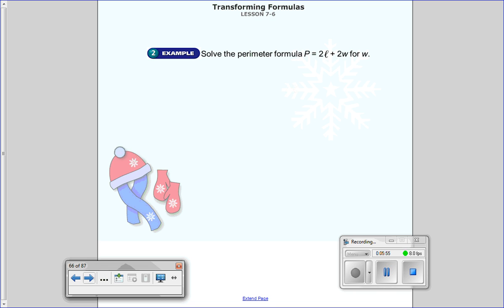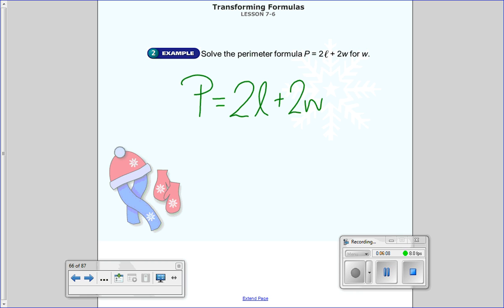All right, so now we're going to get into a little bit more tricky one because there's a few steps involved in this one. Here, we need to solve this perimeter one. P is equal to 2 times L plus 2 times W, meaning 2 times the length plus 2 times the width gives you the perimeter. And we need to solve for W. So again, I outline it.